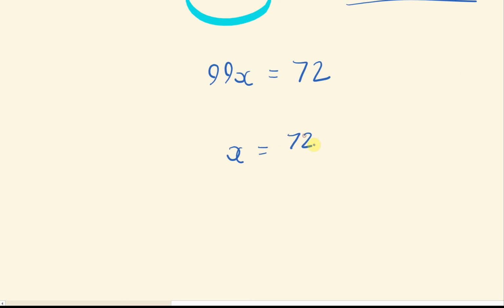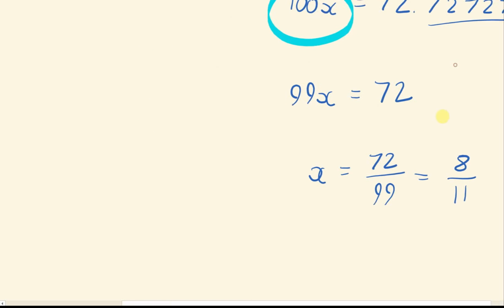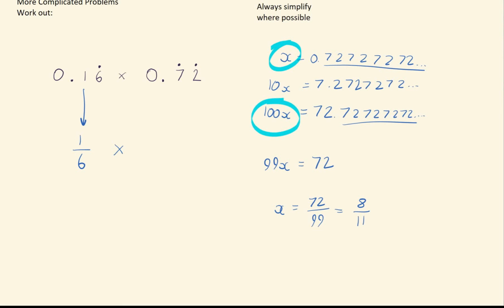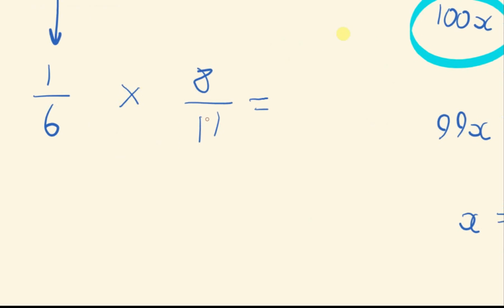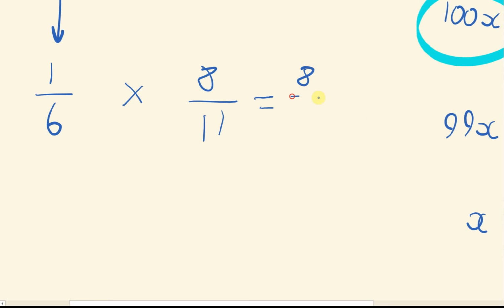So x is 72 over 99, and both of these are divisible by 9. So 9 into 72 is 8. So I've now got this term, 0.16 recurring, which is 1 over 6, times 0.72 recurring, which is 8/11. And then times them both together, I have 8 over 66. This then simplifies down by half in both of those terms to give me 4 over 33.